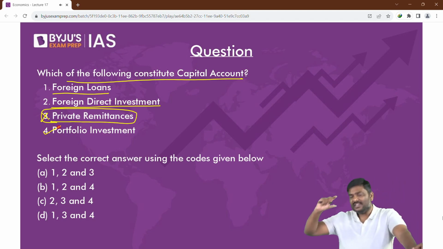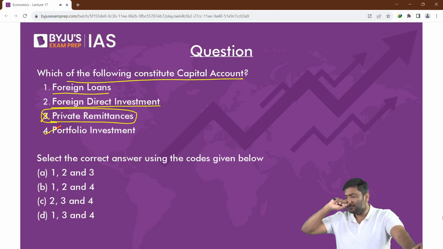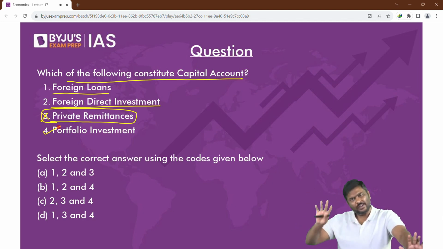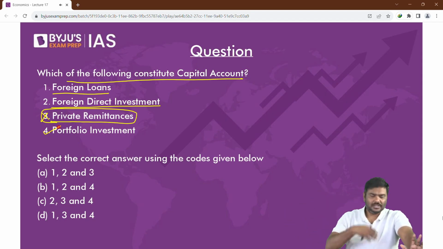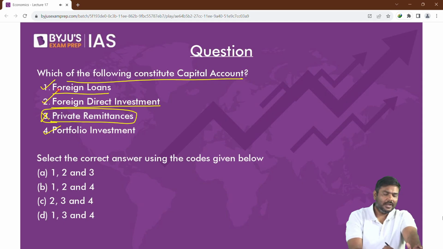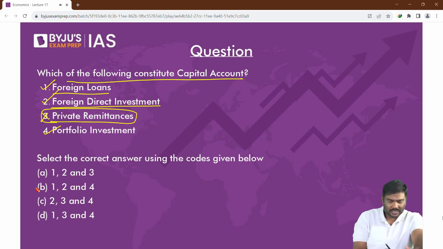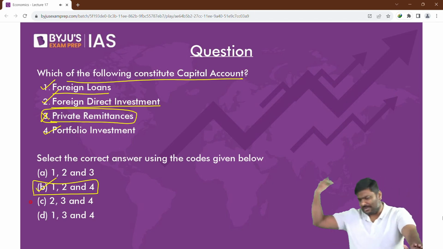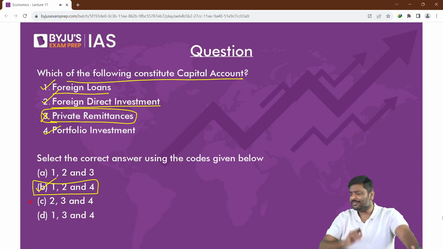Private remittances are part of current account, not capital account. Portfolio investment. If you have seen the balance of payment picture that I've given to you, right at the bottom part, I've written capital account, FDI, FPI, etc. I've not discussed FDI. I know that. Don't tell me about that. But I've given that. So portfolio investment is also part of capital account.